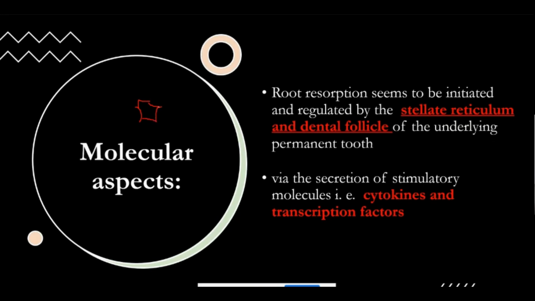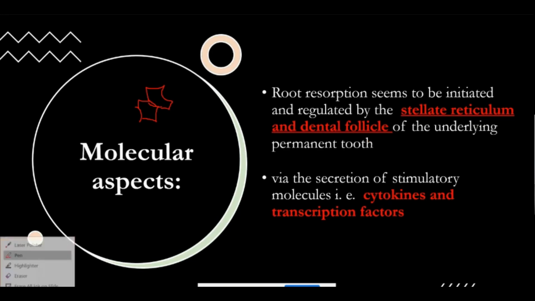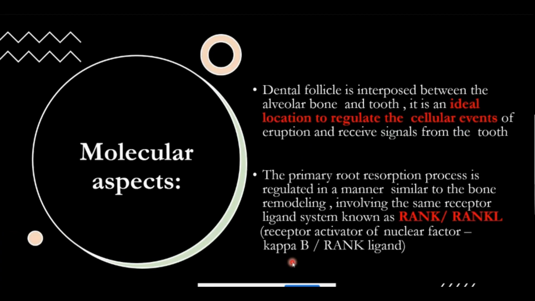So the cells are all connected to each other by the cell junctions, and they're stretched apart to look like stars, and that's why they're called stellate reticulum. So these two have a very important role when it comes to shedding. They secrete certain molecules called cytokines and some transcription factors, which is what initiates the whole cascade of phenomena.